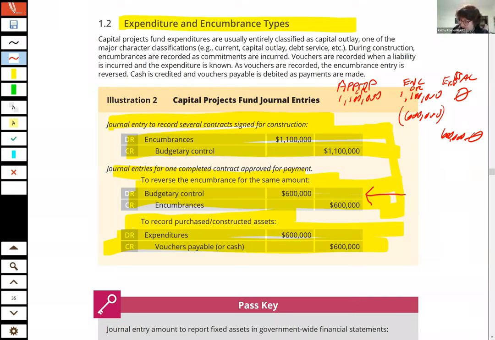Yeah, I think what was confusing me was I was trying to figure out whether debits or credits increased or decreased these things, and I got myself all turned around. Okay, well, encumbrances, before this whole thing got started, would have been zero, right? Exactly. And so you're increasing an encumbrance account with a debit. And then are you increasing the budgetary control account with a credit? You increase budgetary control with a credit, right? Okay. All right.